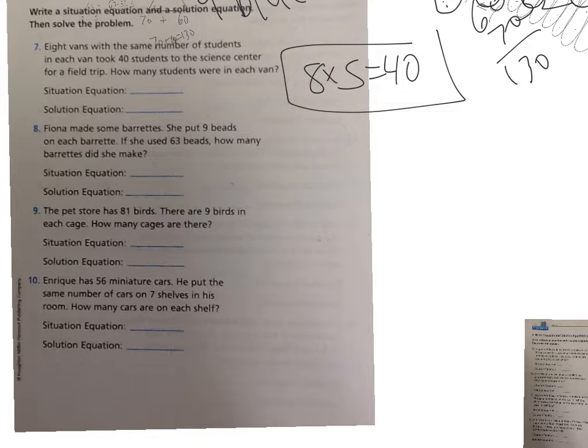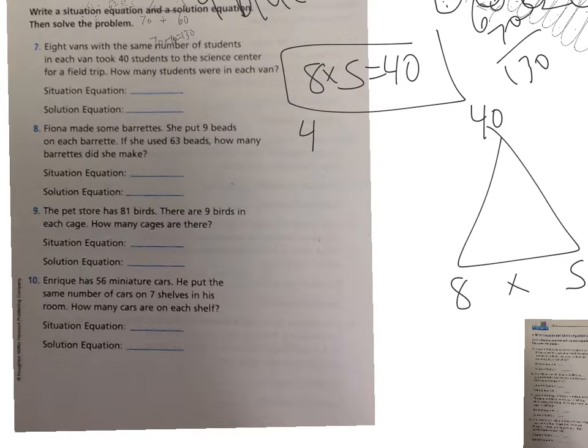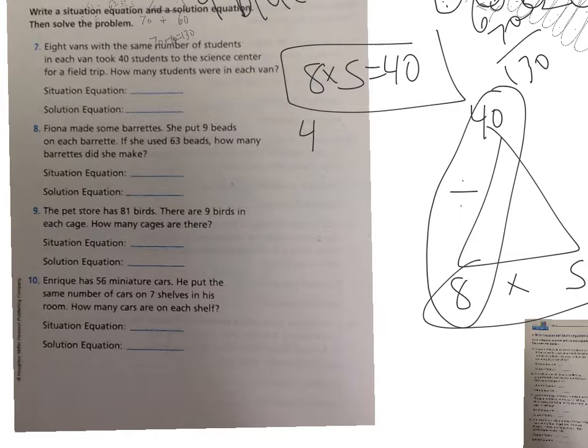So here is a situation equation, 8 times s equals 40. That means an equation that has a variable in it. Situation equation means that's kind of how we talk through it. 8 times s, even though you can't do 8 times s. When you rearrange it, 40 is our total, 8 is here, s is here. We can't do that situation equation down here. So we have to do a solution equation, one we can actually work out: 40 divided by 8 equals s. If you know 40 divided by 8 equals 5, so 5 students.